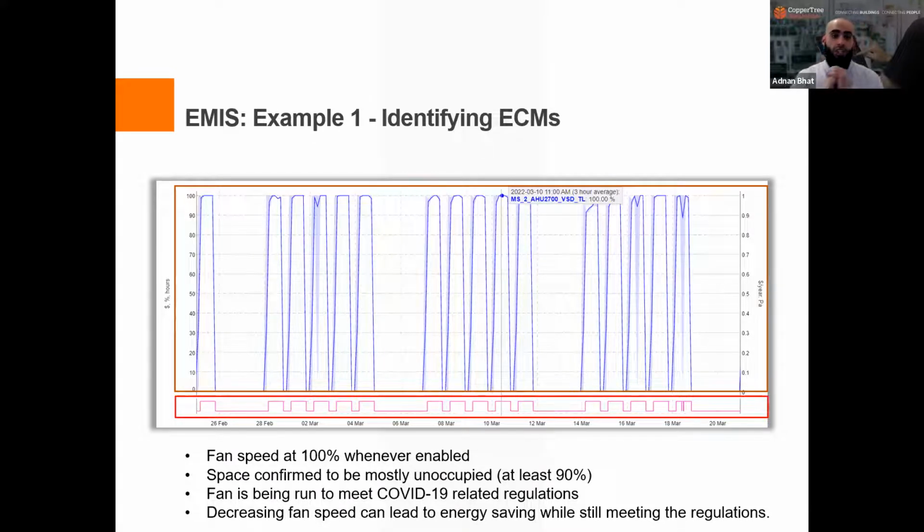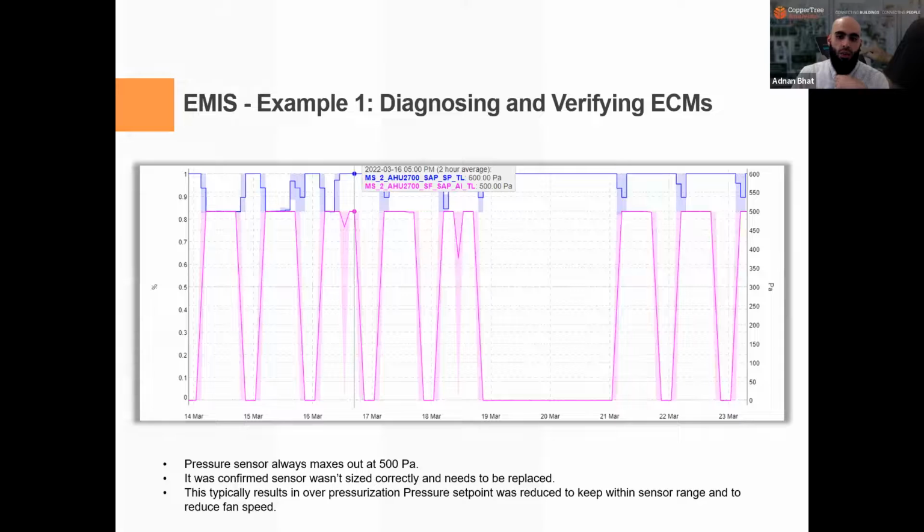However, the facility manager in this particular case had been running the fan to meet some COVID-related requirements. So, right off the bat, it was a recommendation that the fan speed can be reduced, which will lead to energy savings while still meeting regulations. And while we were reviewing more data points associated with this unit, it was found that the pressure sensor reading was maxing out at 500 pascals while applying a set point of 600 pascals.